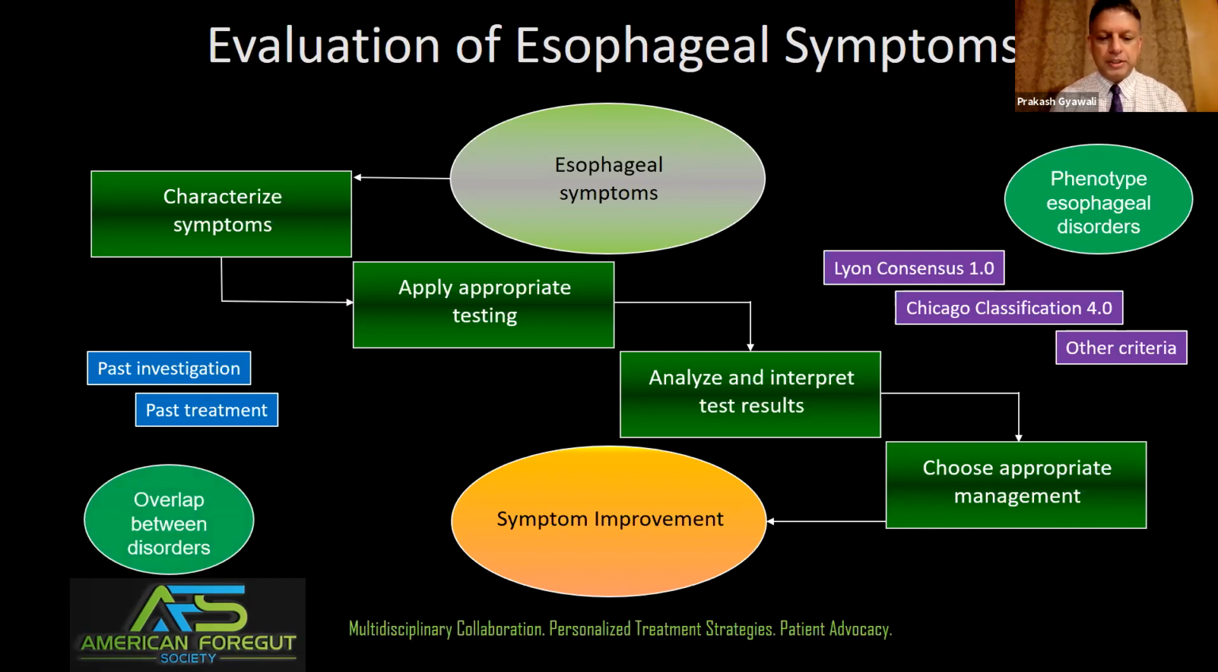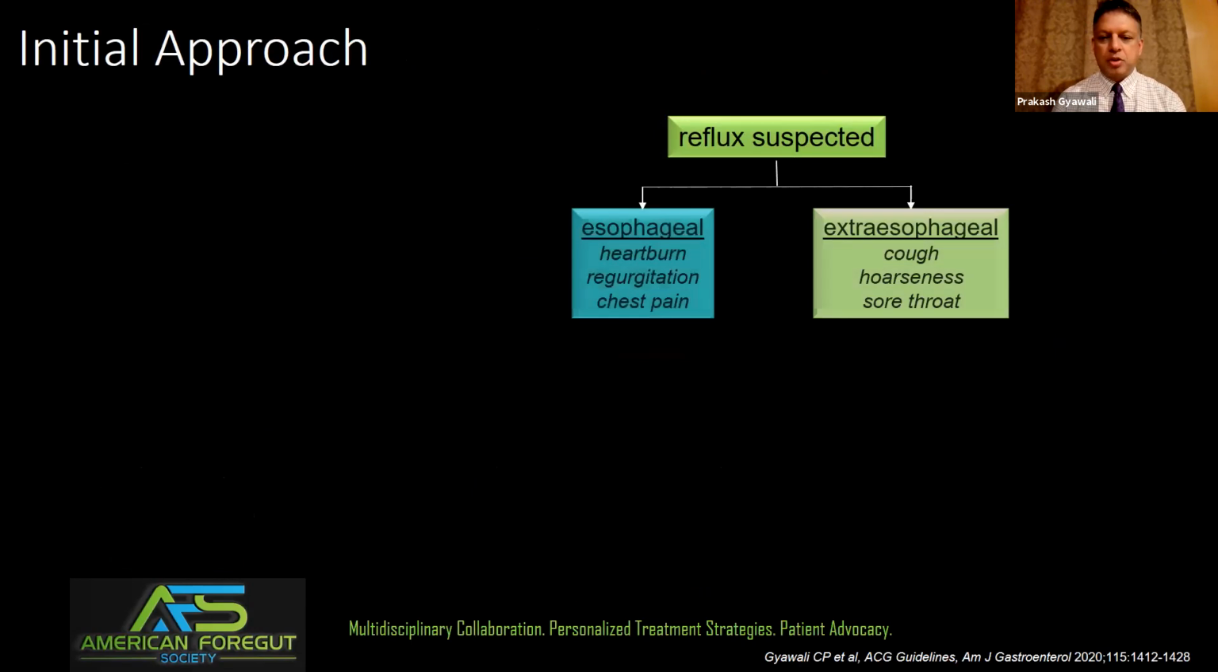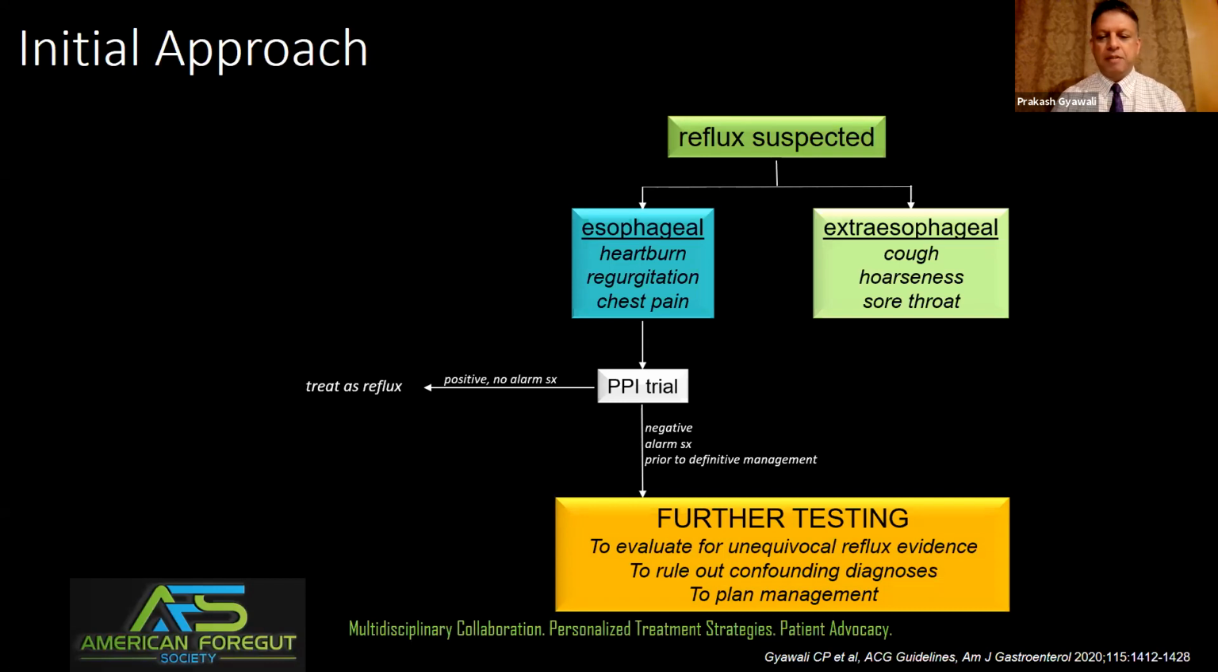So somebody with reflux disease could have functional esophageal disease on top of the reflux. And important to recognize, identify, and treat both the disorders, because if you just treat one, the patient's not going to get better. So Chrissy covered this, but when reflux is suspected, if somebody has esophageal symptoms, you go through a PPI trial, and if the trial is positive, the patient gets better, no alarm symptoms, you treat as reflux. If the patient doesn't get better, they have alarm symptoms, or prior to definitive management, which includes anti-reflux surgery or invasive anti-reflux measures, you go for further testing.